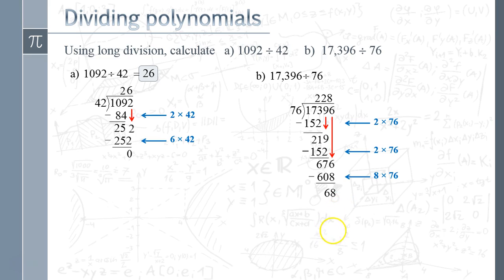You'll notice here we've got a remainder of 68, whereas previously we had a remainder of 0. So that one went in exactly. Here we've got a remainder. So that's how you describe that, and there we go, there's our answer. So now all we're going to do is take exactly the same technique and apply that to polynomial or algebraic expressions.